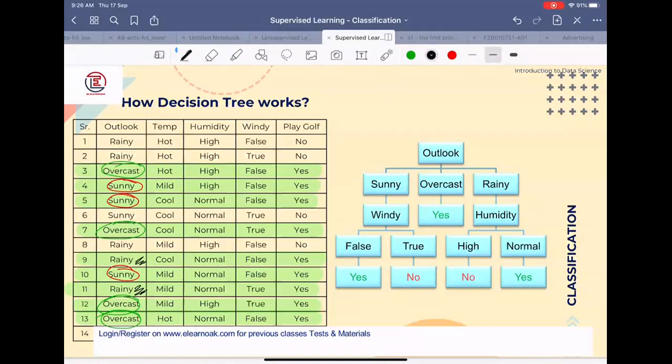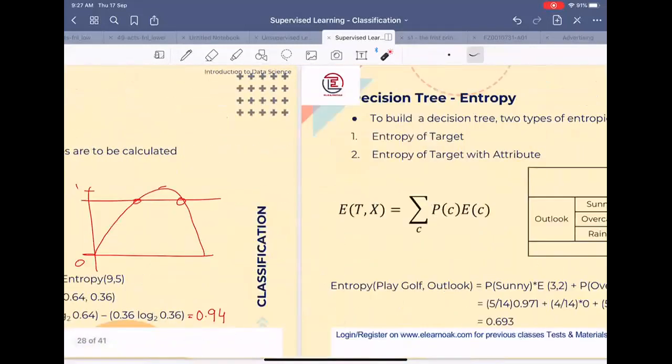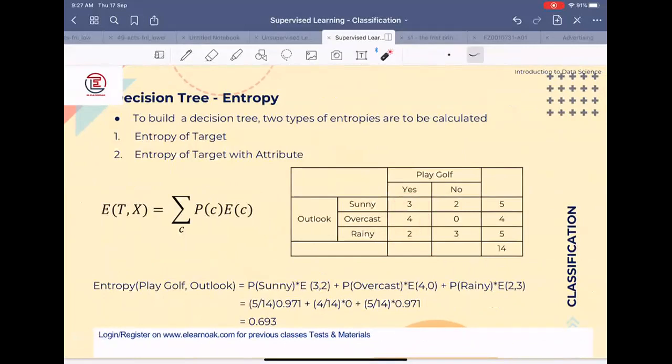So we are just trying to break down, out of the 9 yes that we have for this one feature, outlook, what is the breakup? After making the breakup, we're just noting it down here. Out of the 9 playing golf, we have 3 sunny, 4 overcast, 2 rainy.